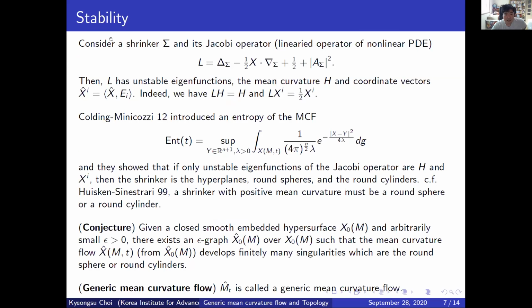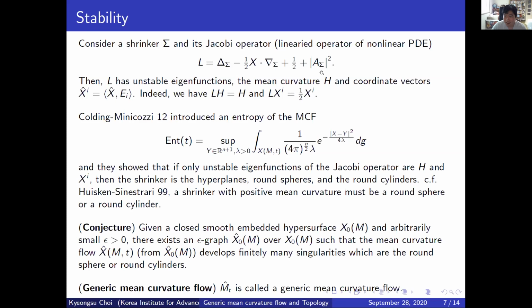Then the next step is to consider stability. So we know that the mean curvature flow converges to a self-shrinker at the singularity after rescaling. And if we consider a self-shrinker, then we consider the linearized operator L of the shrinker. The geometers sometimes call this the Jacobi operator, that is, a linearized operator.